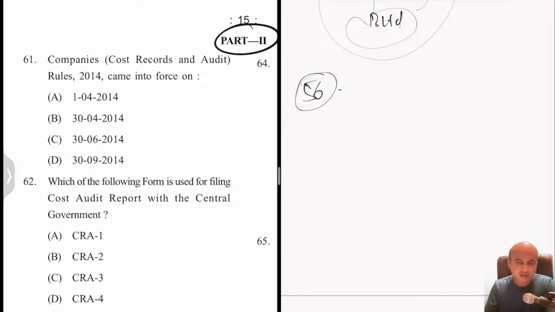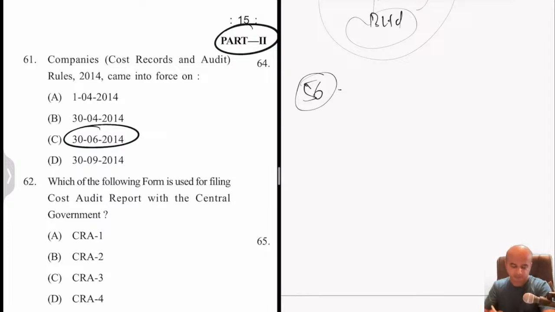So now in this case, the right answer is it came into force on 30th June 2014. There is nothing much to do here or explain. So what are these rules about? These rules were basically introduced to prescribe the maintenance of cost records and conducting the cost audit for certain companies in India. They specify the applicability, the requirements and the procedures related to cost records and also cost audit for companies engaged in specific industries or meeting certain thresholds. So that came into effect on 30th June 2014.